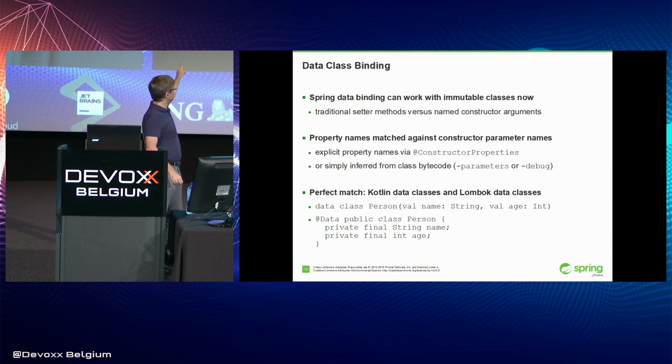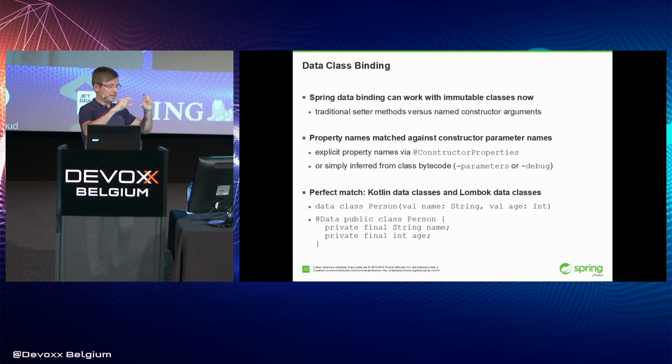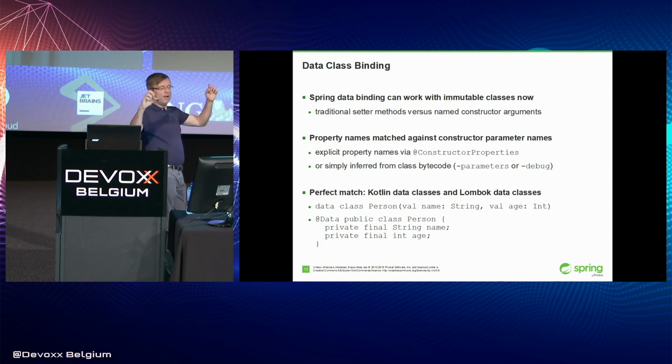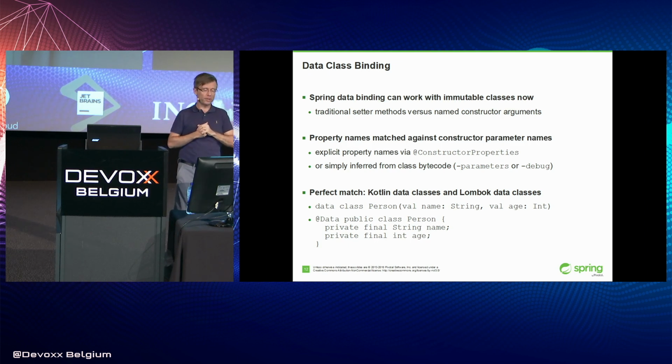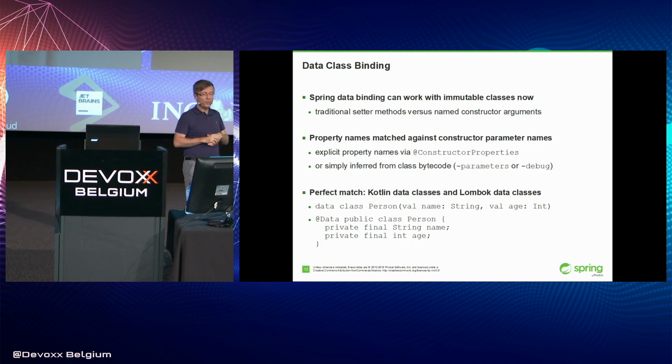So the data class Person(val name: String, val age: Int) is a full Kotlin data class definition. You're basically specifying the constructor, and Kotlin generates the fields and the accessors and equals, hashCode, toString from it. A similar convention is available. That's the @Data public class Person example.